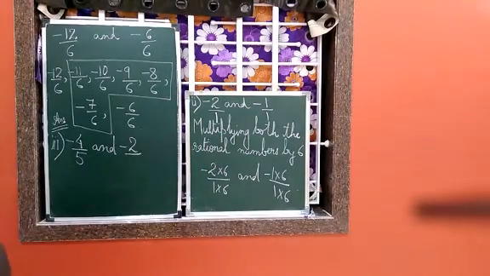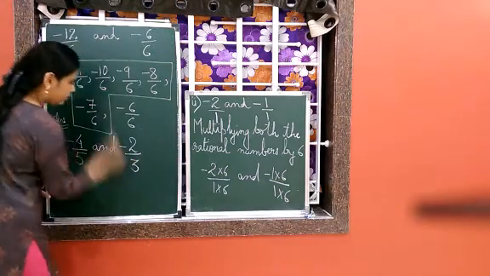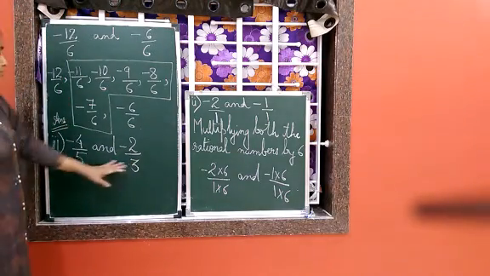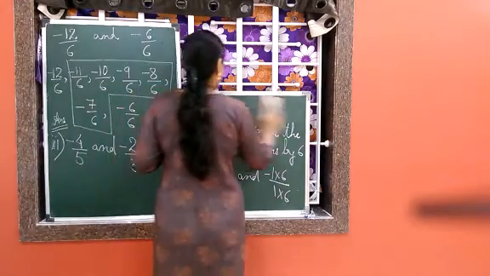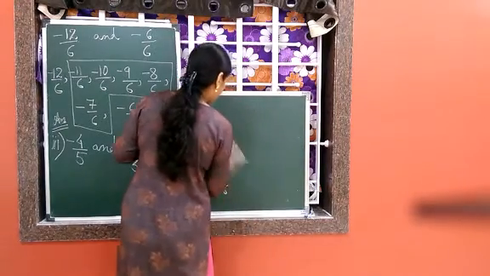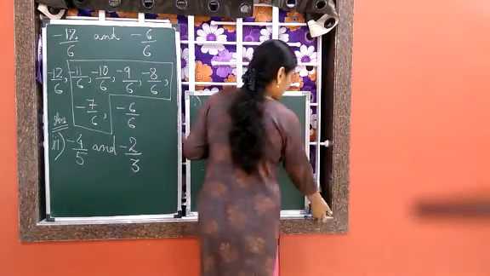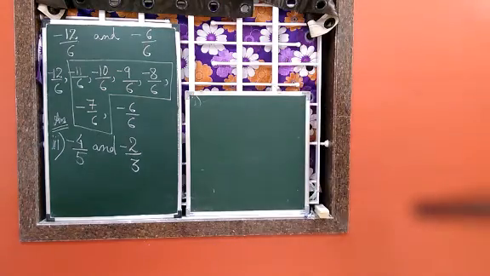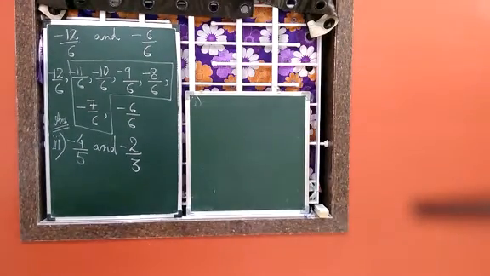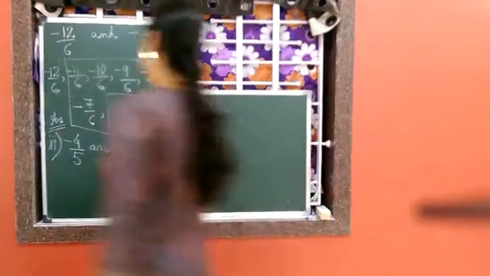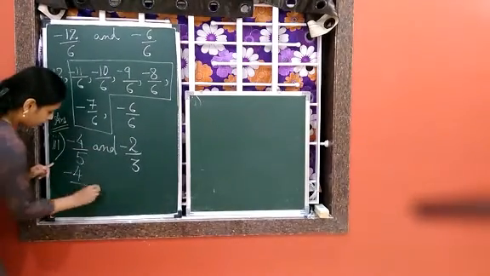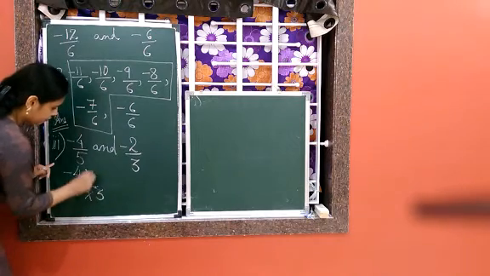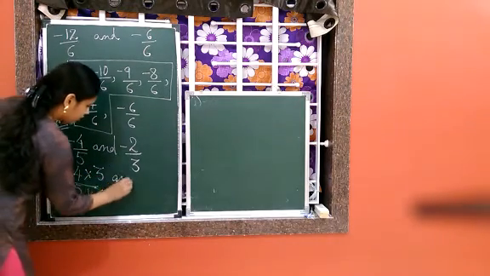Minus 4 by 5 and minus 2 by 3. Here children. Now, first thing, are they rational numbers? Yes, they are rational numbers. Are their denominators same? No. So first thing what to do? Let's make the denominators same. So let's do it. So 3 will be multiplied this side and 5 will be multiplied that side. So minus 4 by 5, 3 and 2.